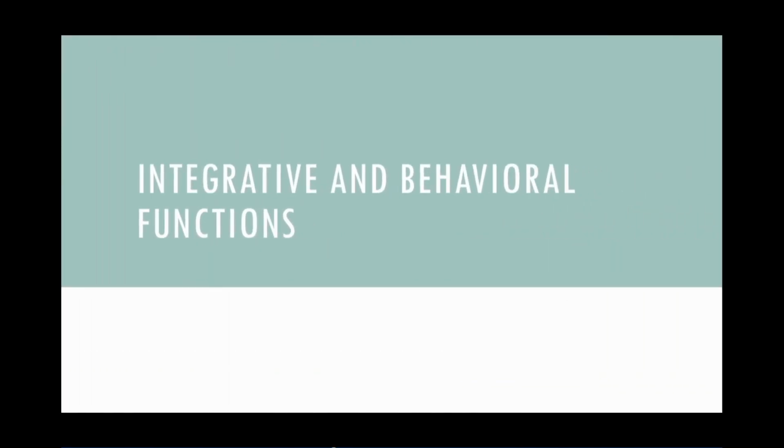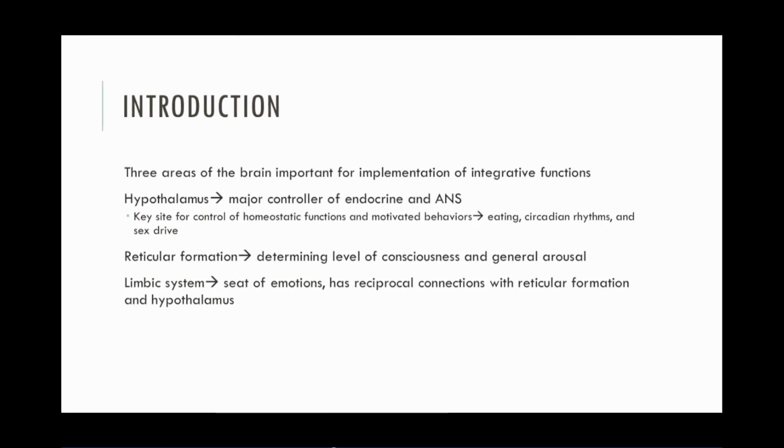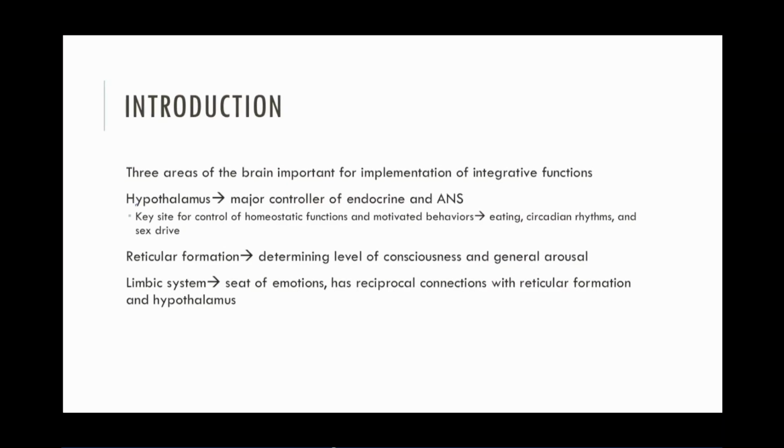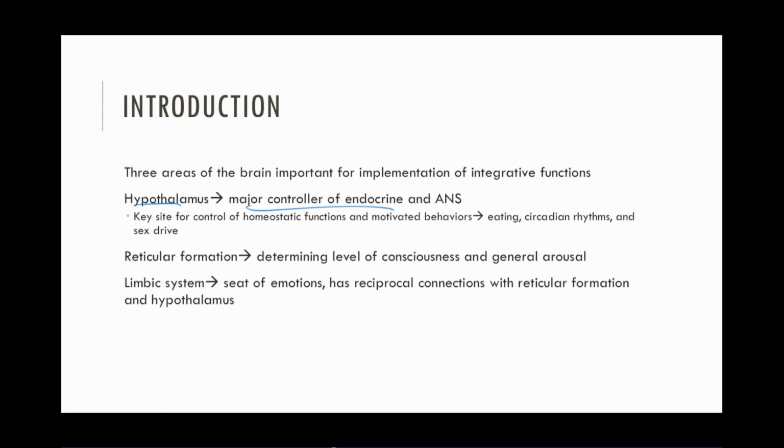Okay, the last little bit we'll talk about today is just integrative and behavioral functions. How do we remember? Memories, anxiety, fear, depression, all that fun stuff. 3 areas of the brain for implementation of integrative function. This sets us apart from most of the other animals in the kingdom. Hypothalamus, major controller of endocrine and autonomic nervous system. A lot of our homeostatic variables are sensed by the hypothalamus. It also deals with eating, circadian rhythm, and sex drive is all based off of the hypothalamus.